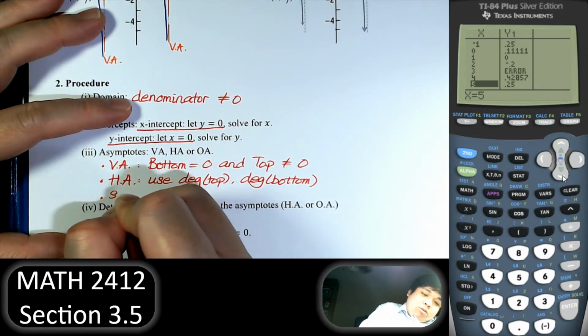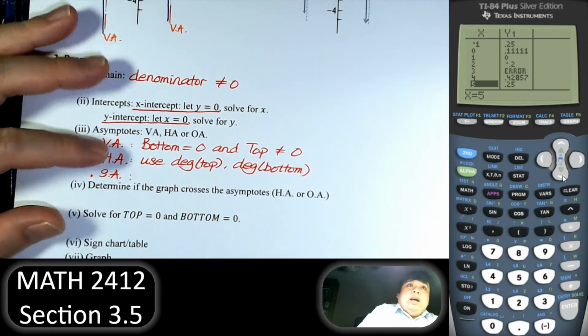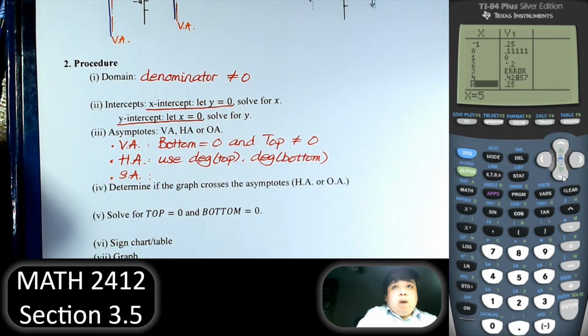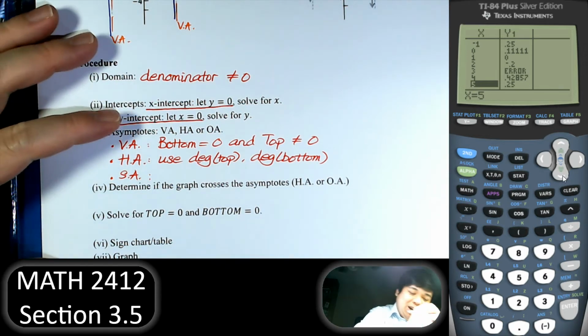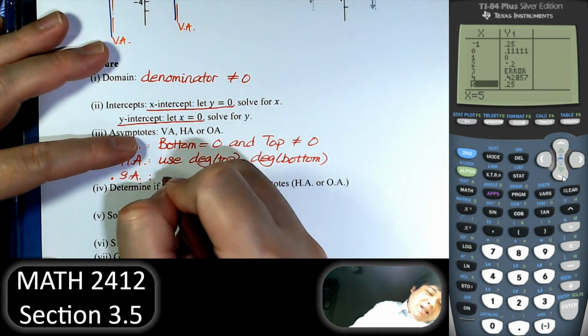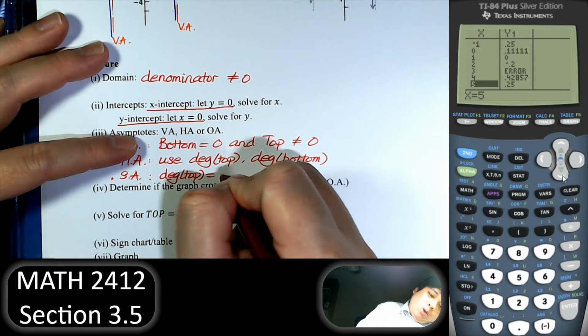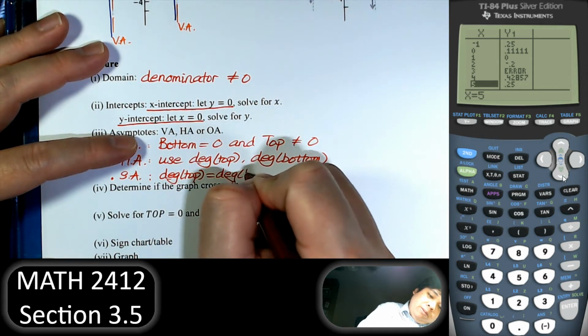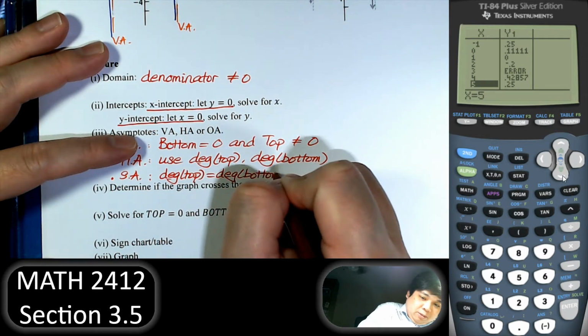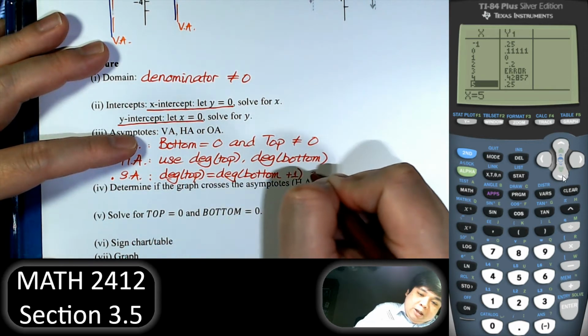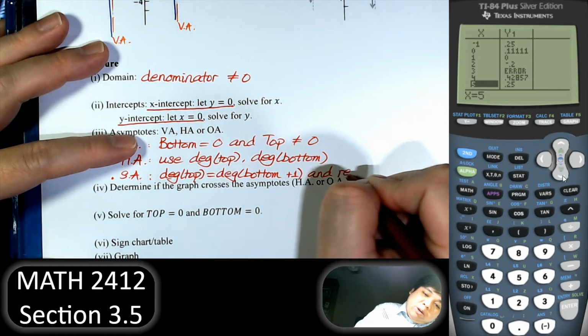And the slant asymptote is where the degree on the top is 1 more than the bottom, and the remainder is not equal to 0. Let me just write that down: where the degree on top is 1 more than the bottom, and the remainder not equal to 0.